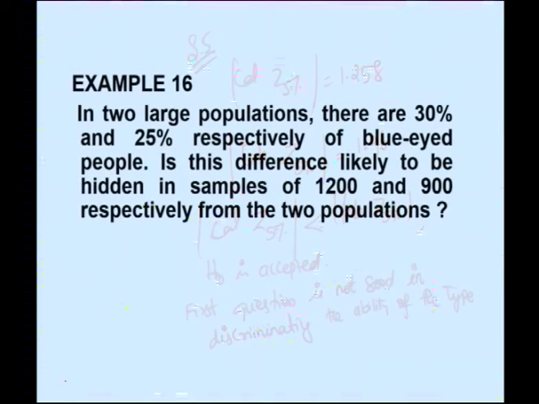Okay, next, here the sample proportion values are not at all given, and you are given only the population values. Let us see how the problem is worked out. In two large populations, there are 30% and 25% respectively of blue eyed people. Is this difference likely to be hidden in samples of 1200 and 900 respectively from the two populations? Therefore, here only the sample size is given, whereas the sample proportion is not given; we are given only the population proportion values.